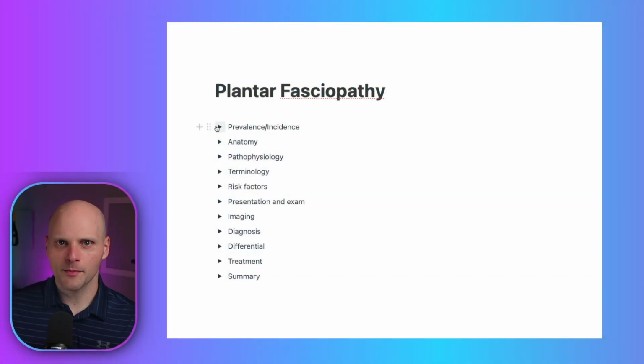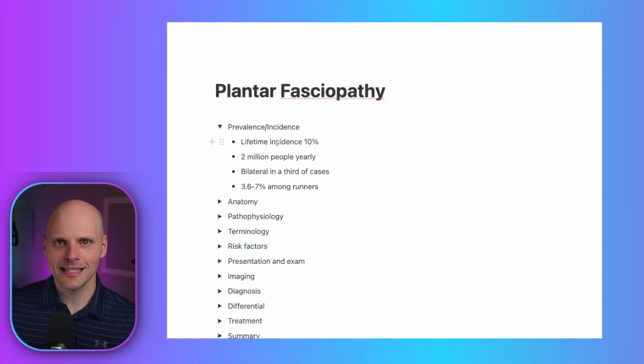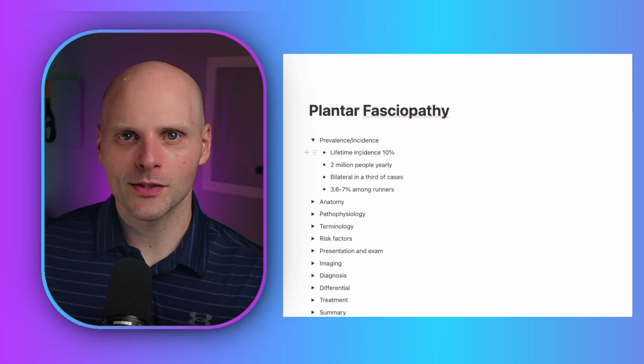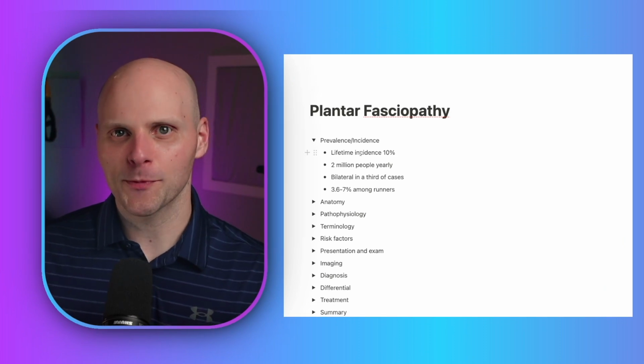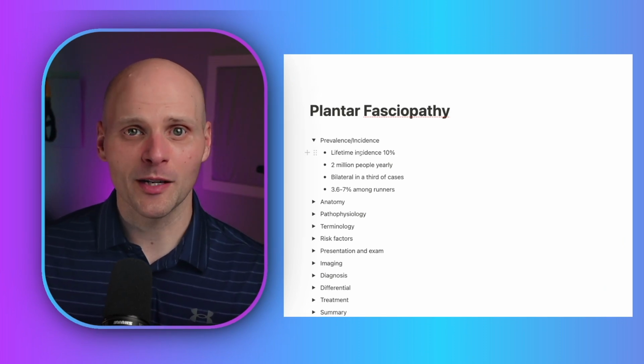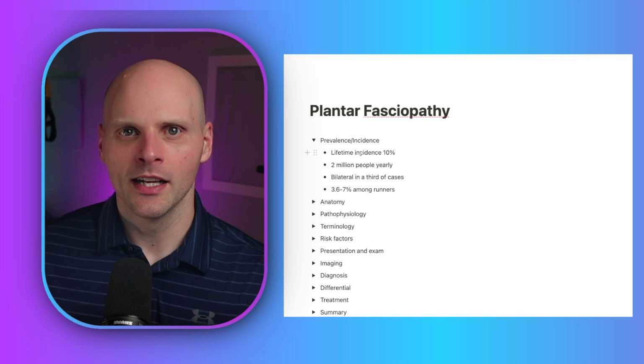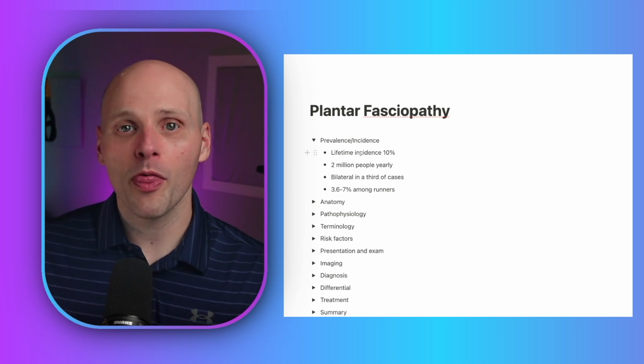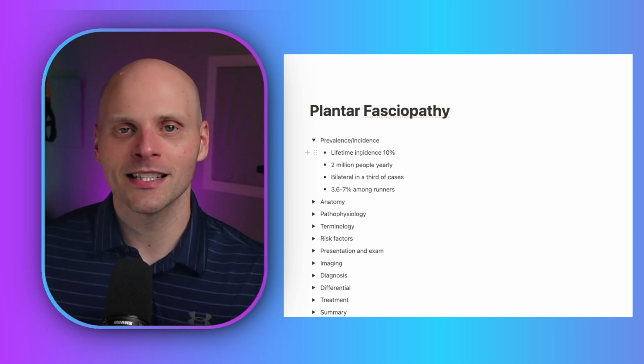All right, let's start off with some prevalence and incidence. So the lifetime incidence is about 10%. That means 1 out of every 10 people are going to experience this at some point in their life. That's a lot of people. And per year, it's about 2 million. And of these cases, about 1/3 of them are bilateral, so both sides. And so that's a lot.